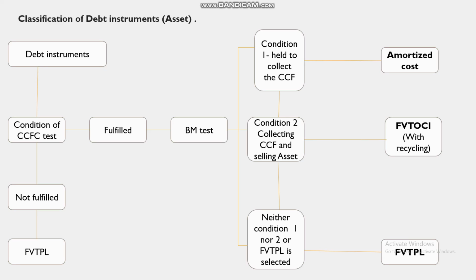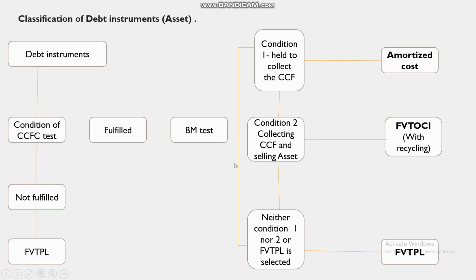If the debt instrument's conditions are fulfilled in the contractual cash flow characteristics test. Okay, what is the condition of the contractual cash flow characteristics test? The return we are getting from that instrument is consistent with the contract of that particular instrument. Okay, so while we are purchasing, we enter into a contract, and in that contract, if it is mentioned that the return is consistent, then we check further, and if it is not fulfilled, then we need to treat it in the fair value through profit and loss account. If this particular condition is fulfilled, then we need to go for the business model test.